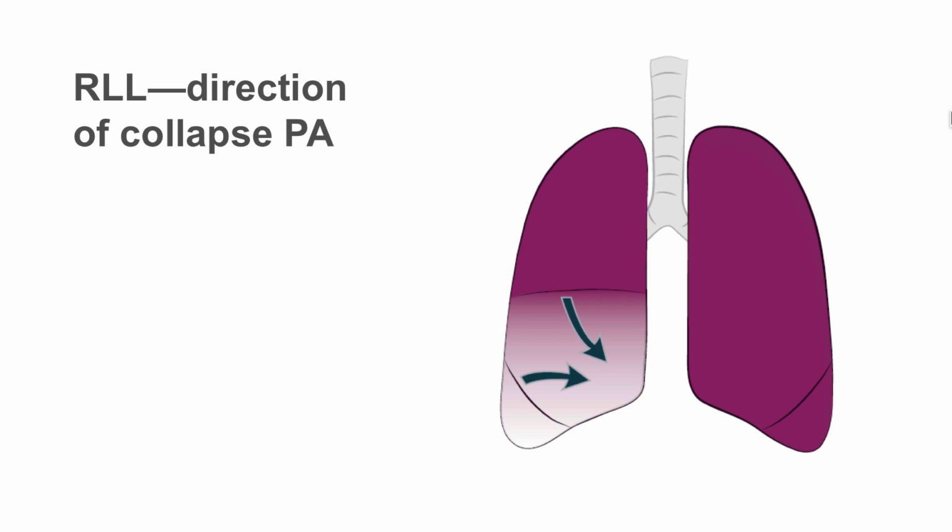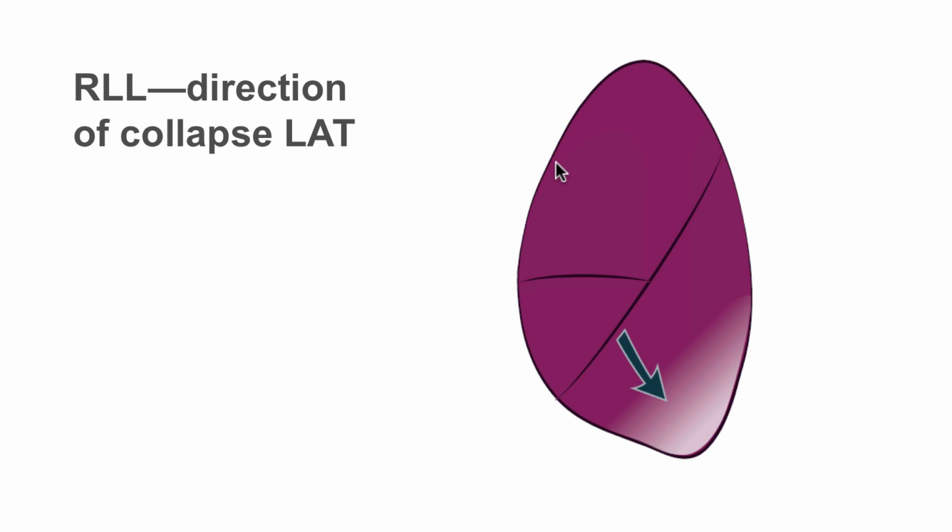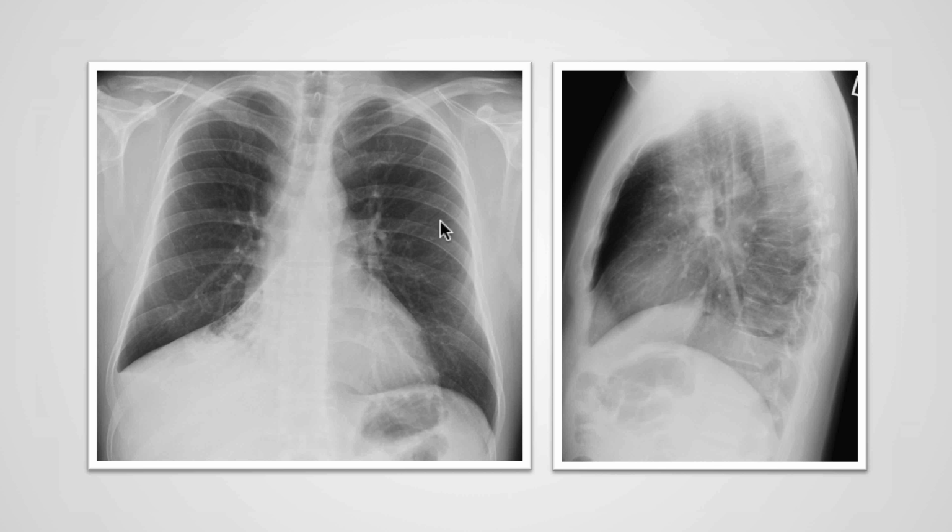With right lower lobe collapse, the collapsed lung will collapse in an inferior and posterior direction. The minor fissure will be shifted inferiorly and posteriorly. On the lateral X-ray, we will see the oblique fissure displaced in a posterior inferior direction. With the collapse, we will see an opacity within the right lower hemithorax with a straight edge superiorly.